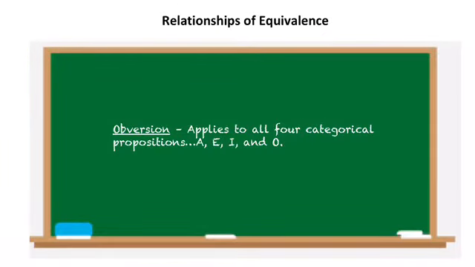Now, we've got several different relationships of equivalence, but the one we're going to start working with in this video is obversion. Obversion applies to all four categorical propositions, A, E, I, and O. All right, we can have a relationship of obversion for each of those four propositions.